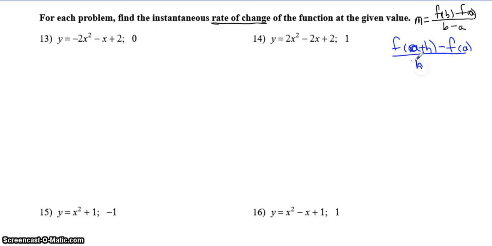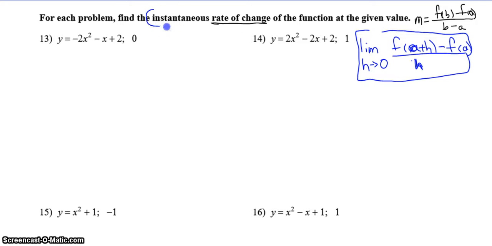And then again, what did we do with this? Well, remember we took that and made h approach 0, so that delta x approaches 0. And how do we do that? By taking the limit. So this limit here looks weird. This is our limit for our instantaneous rate of change.